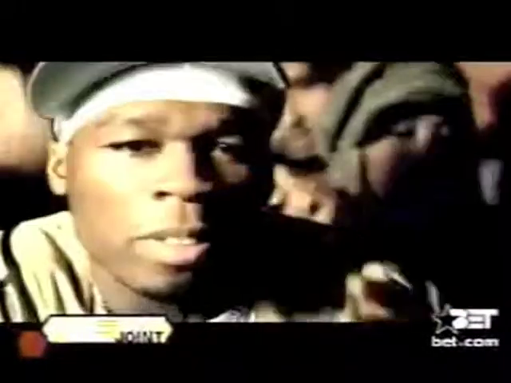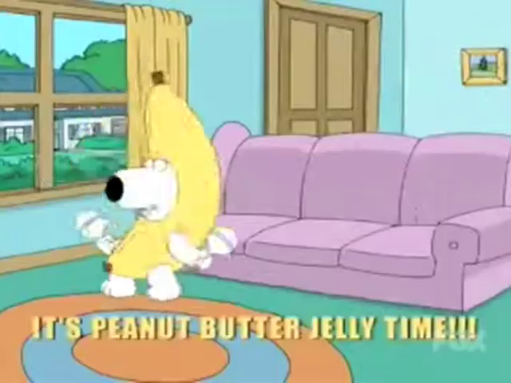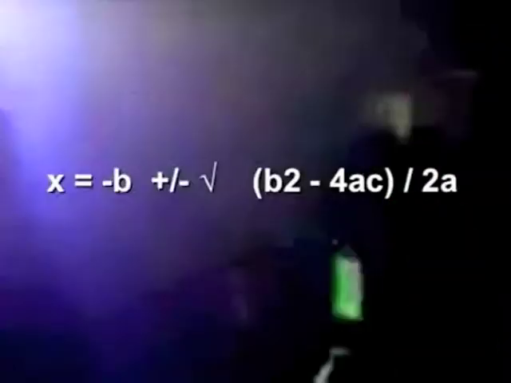Isn't this fun? This is great. That was awesome. Let's try it again. X equals negative b plus or minus square root b squared minus 4ac divided by 2a.